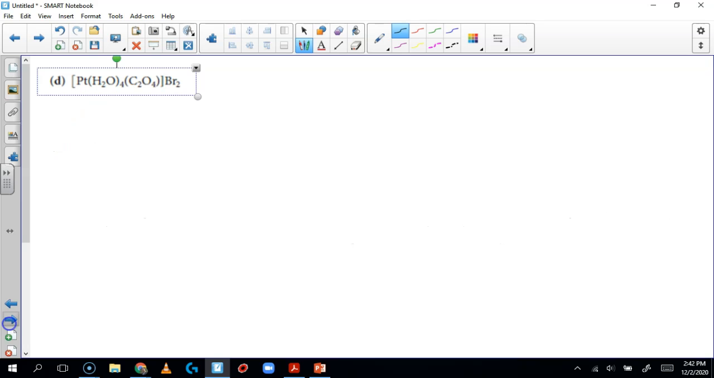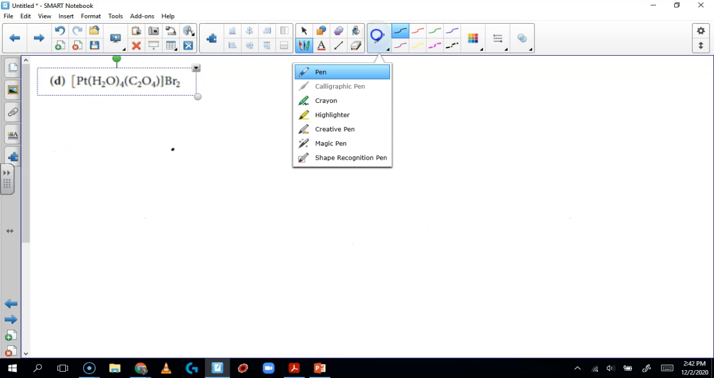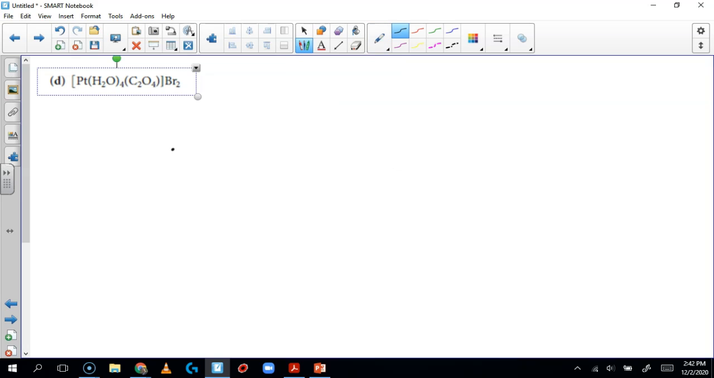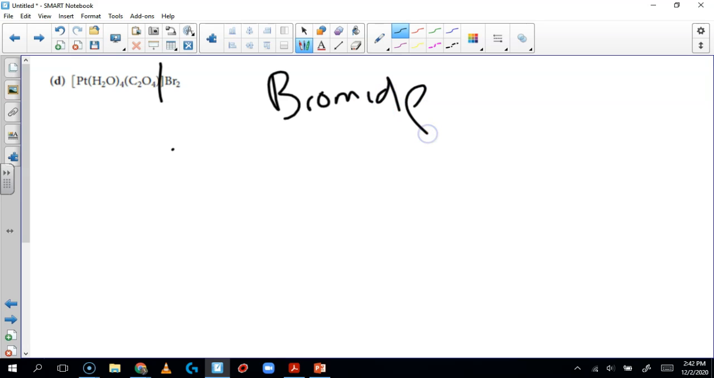Now the last one here. Again, we have this broken up. We have the bromide here, which we can put at the end after we do that. But we need to name this complex ion here. We're going to name the 2 ligands, and then we're going to name the metal. So we have to know what the names of these things are. This is the aqua. It's water, and remember, water has a special name. And this is the oxalato ion.